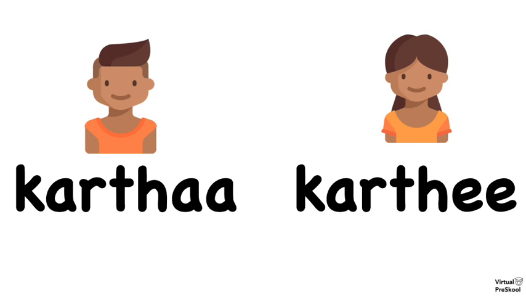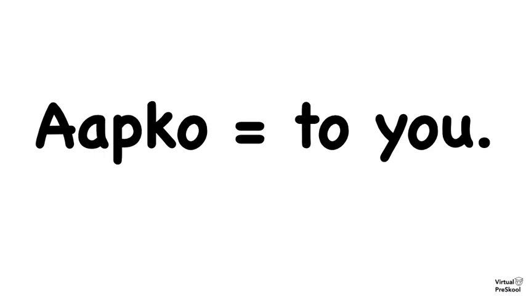We know that this is a मैं sentence. So now let's learn a new word, आपको. You've heard the word आप. आप means you. आपको means to you. आपको is to you, and that's what we need to use in this sentence.